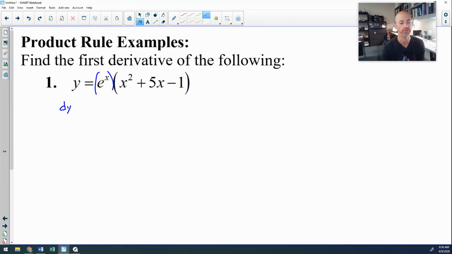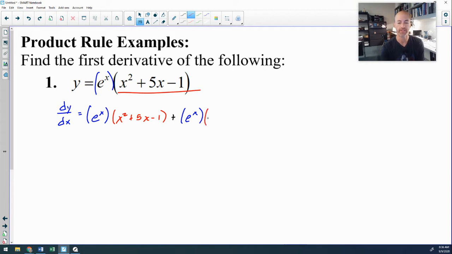So my first derivative, dy dx. I like to do the first function first. So the derivative of e to the x is e to the x. And then I will leave the x squared plus 5x minus 1 alone. So x squared plus 5x minus 1, I'm leaving that alone. Then we will add to that. Now I'm going to leave the first function alone, e to the x. And now we differentiate the second function. The derivative of x squared plus 5x is 2x plus 5. And there is your answer.